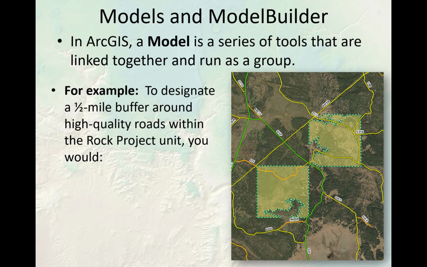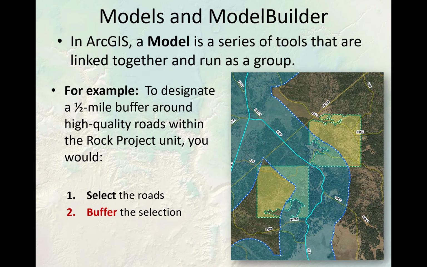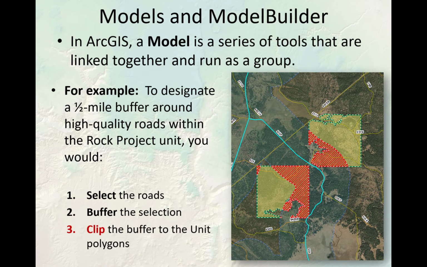But just to give you a quick example, suppose we have a scenario where we have some roads and we have a forest stand out there. We would like to designate a half-mile buffer around a specific set of roads, and we only care about the portion of that buffer that exists within these stands. So in this case we'd have to go through several steps. First, we'd select the roads we want to buffer. We would create a buffer around those roads, and then we would clip that buffer to our stands polygon. So it's a three-step process.